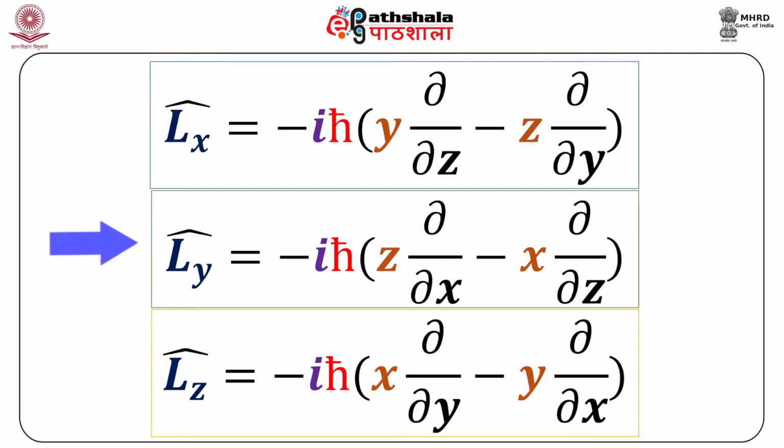Likewise, Ly is equal to minus iota h cross z del by del x minus x del by del z. And similarly, Lz is equal to minus iota h cross x del by del y minus y del by del x.